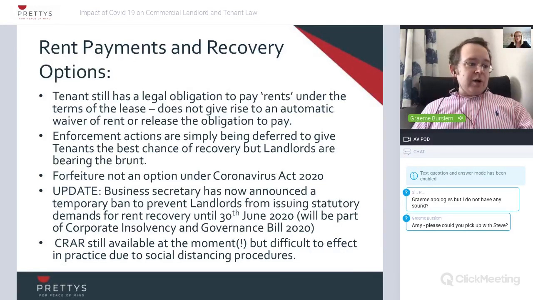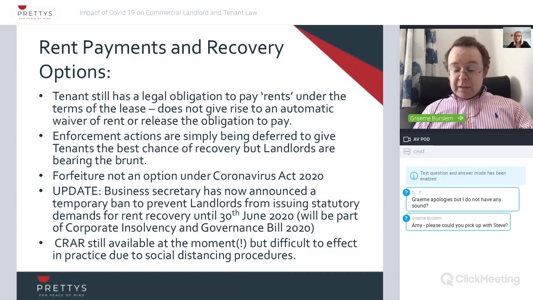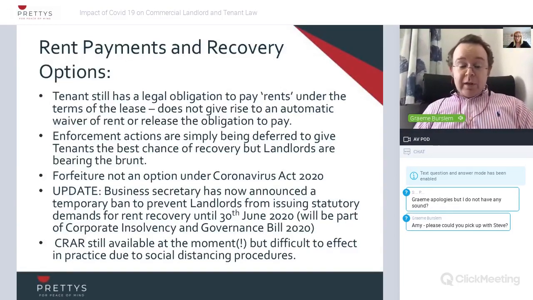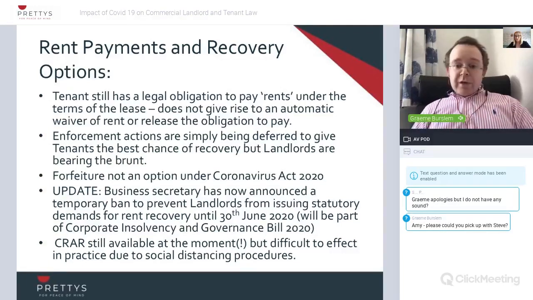So other things that you can't do right now. Well, as Becky said, you can't forfeit. So we've covered that, and then the other point is that whereas previously commercial landlords might have used statutory demands in order to incentivize tenants to remember to make their rent payments, for the time being, there has been a temporary cessation on landlords' ability to use those also.